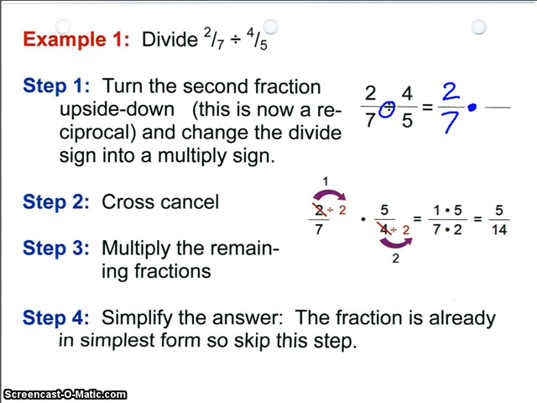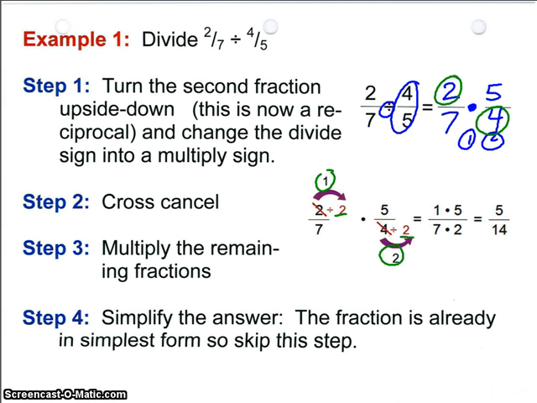So again, no x's, I'm going to use a dot, and then I'm going to do the reciprocal of the second fraction. I'm going to flip it, so the 5 is now on top and the 4 is on the bottom. Then you can go through the cross-canceling process, recognizing that both 2 and 4 are divisible by 2, so we divide both of them by 2, and we get a 1 and a 2.